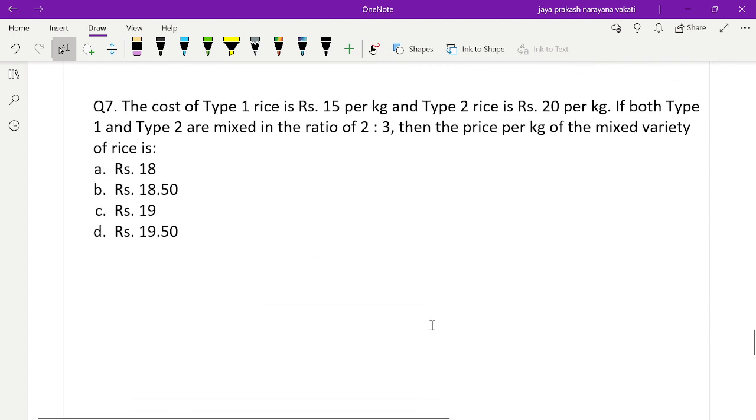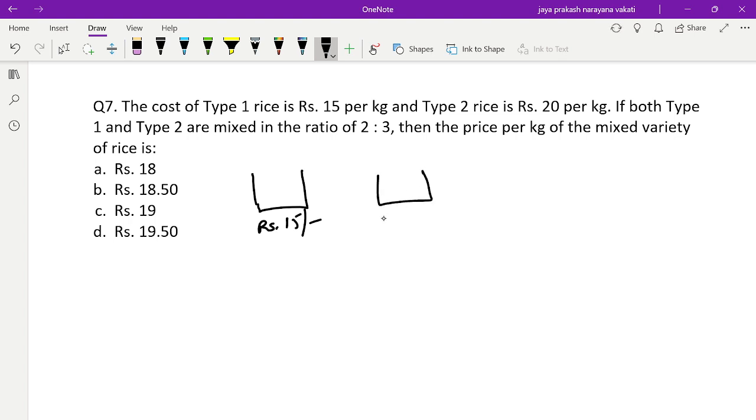Seventh problem. The cost of type 1 rice is 15 per kg and type 2 is 20 per kg. If both type 1 and type 2 are mixed in the ratio 2 is to 3. So 2 is to 3. Let's say he has mixed 2 kg of the first variety and 3 kg of the second variety.